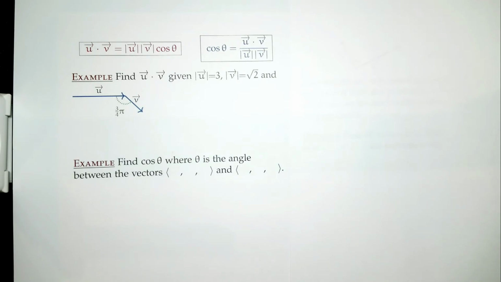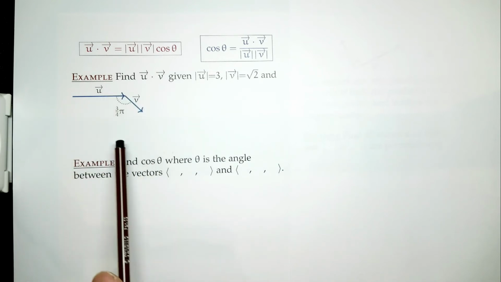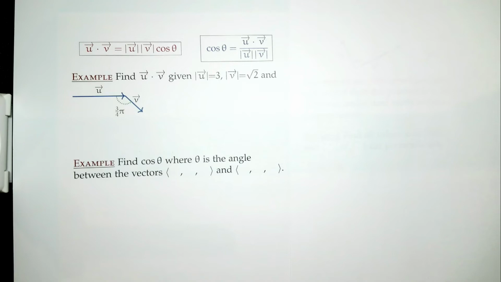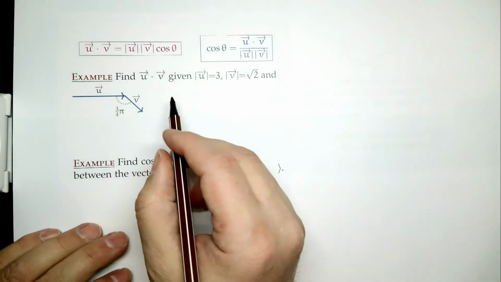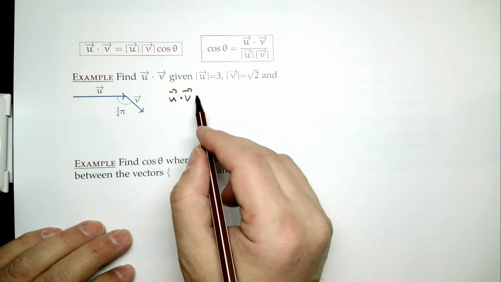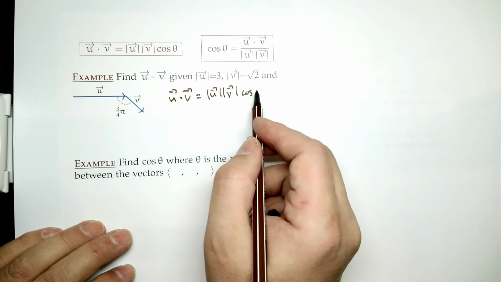But be prepared. So, I said it's geometrical, so let's do something geometrical. Here we go. I have a vector u, I have a vector v. Here, there's an angle of 3 pi fourths. And I'm actually told how long u is. Magnitude of u is 3. I'm told that the magnitude of v is root 2. And I want to find u dot v. All right, so let's do that. Probably should be straightforward. U dot v, according to this, is magnitude of u, magnitude of v, cosine theta.